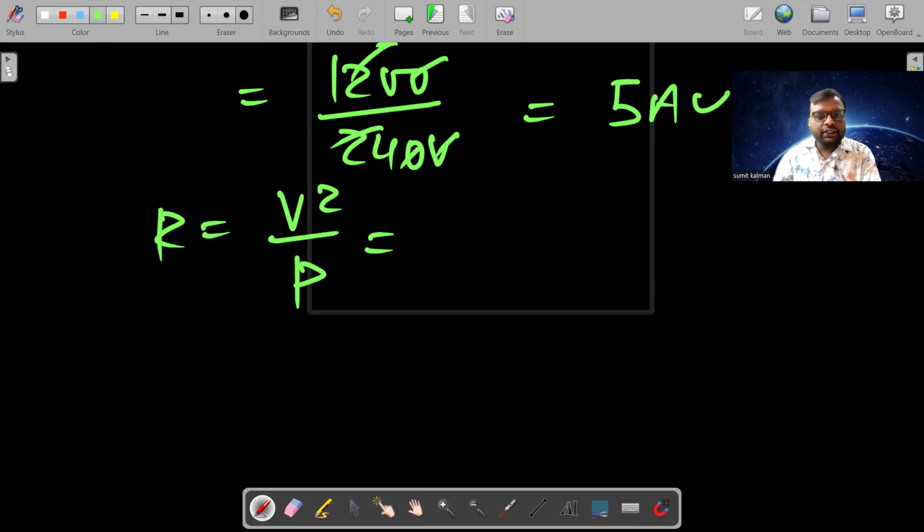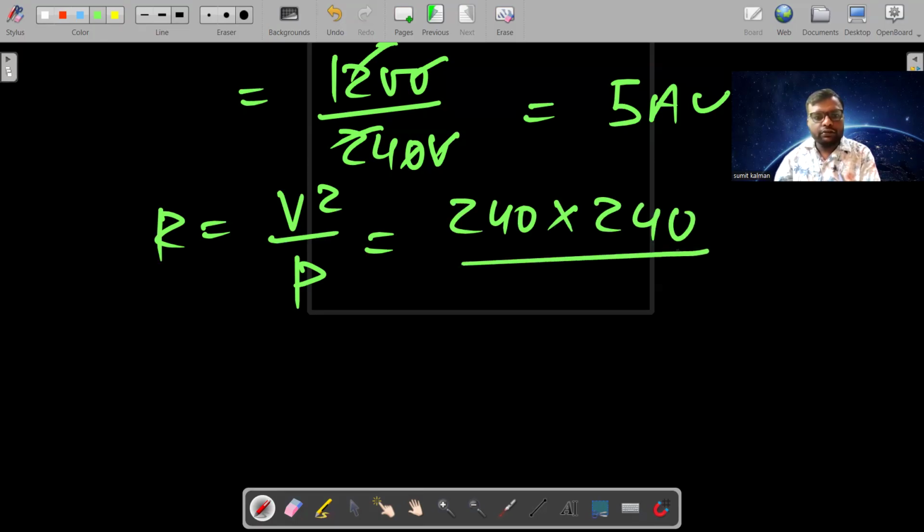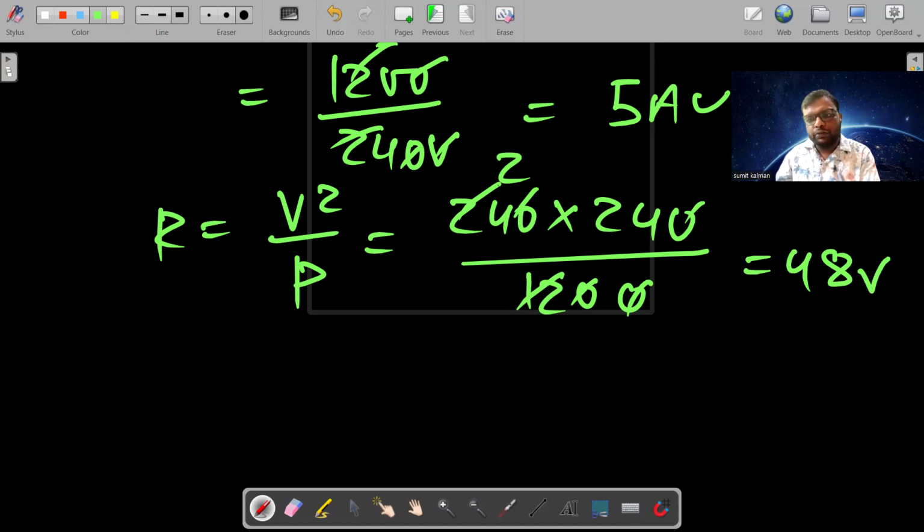What is voltage? 240 into 240. How much is power? Power is 1200 watt. So here, students, 0 will go by 0, 0 will go by 0, and 12 2s are 24, 24 2s are 48. 48 ohm is the correct answer.